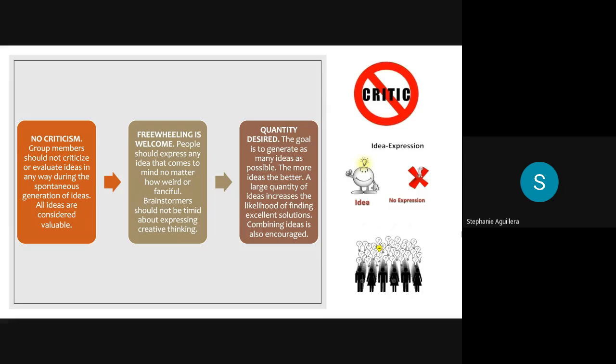Quantity is desired. The goal is to generate as many ideas as possible. The more ideas, the better. A large quantity of ideas increases the likelihood of finding an excellent solution. Combining ideas is also encouraged.